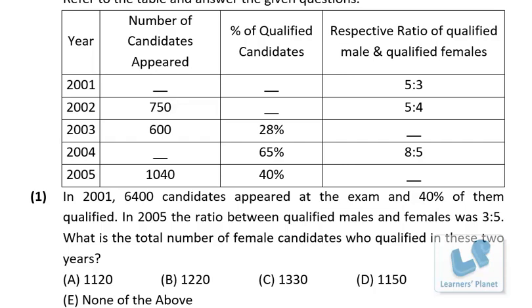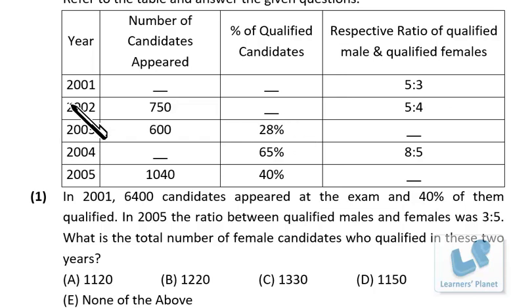In this set of questions, there are 10 questions. Number of candidates appeared in different years, percentage of qualified candidates, and respective ratio of qualified male and qualified female. Right. So this is a breakup of actually this data. Right. So straight go to the questions.